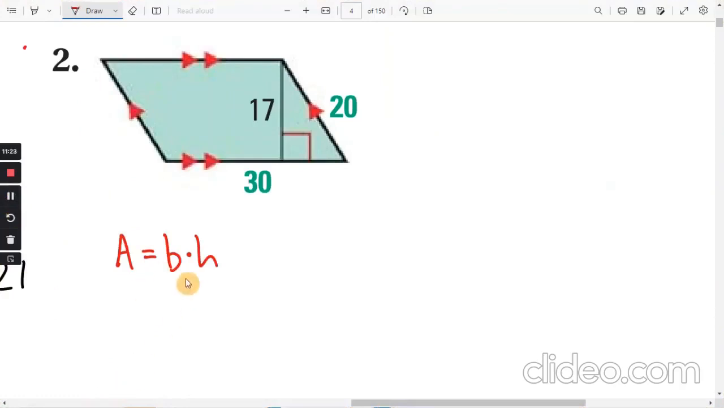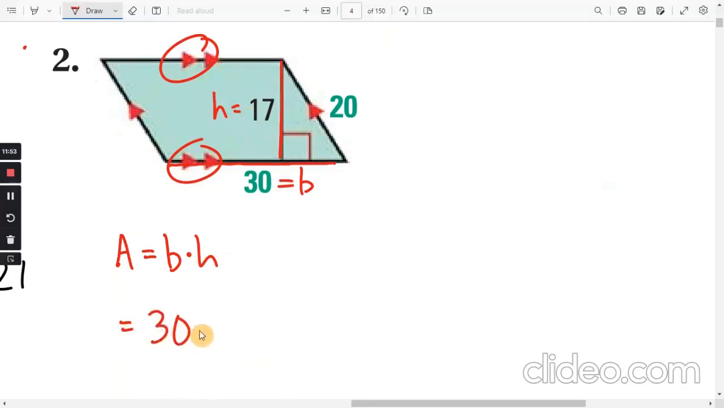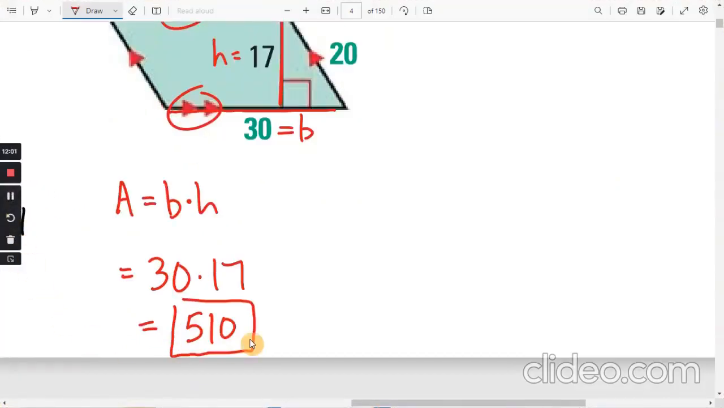Remember, the area for the parallelogram is base times height. All right, so I'm going to use top and bottom as my bases. Those are parallel, so this right here is going to be my base B. And the distance between those bases is the height. That's right here, and that equals 17. So the area is just base times height, 30 times 17. And that is going to equal 510.